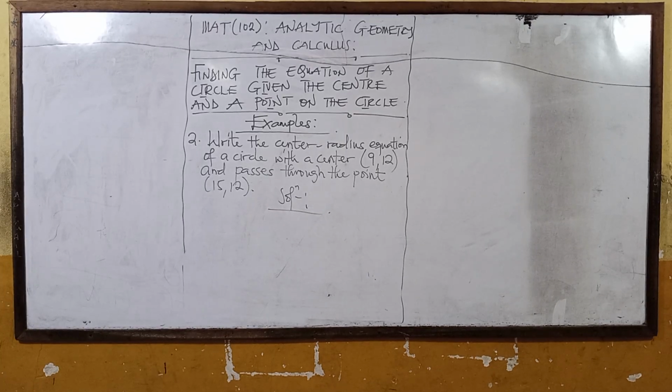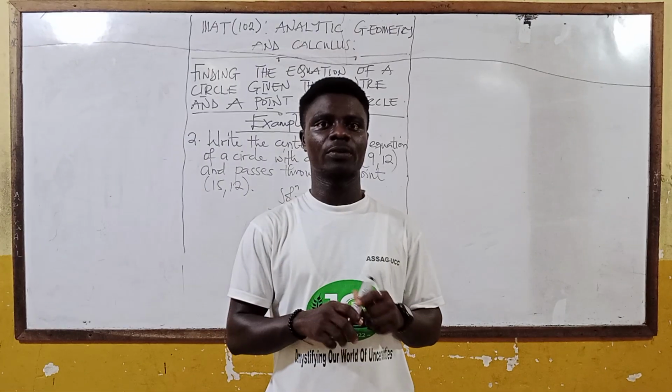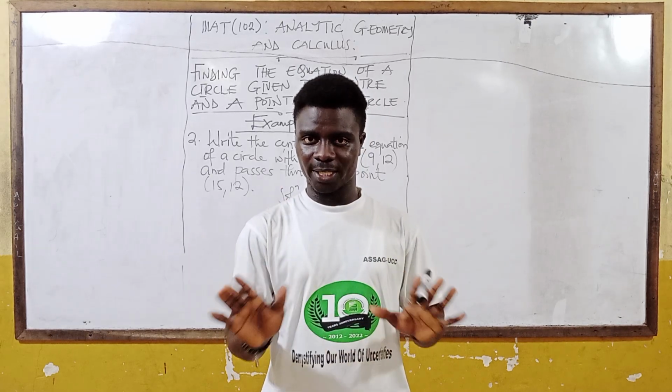All right, so let's see. Question 2. Write the center-radius equation of a circle with center (9, 12) that passes through the point (15, 12). Now don't forget that the center-radius equation of a circle is the same thing as the standard equation of a circle.